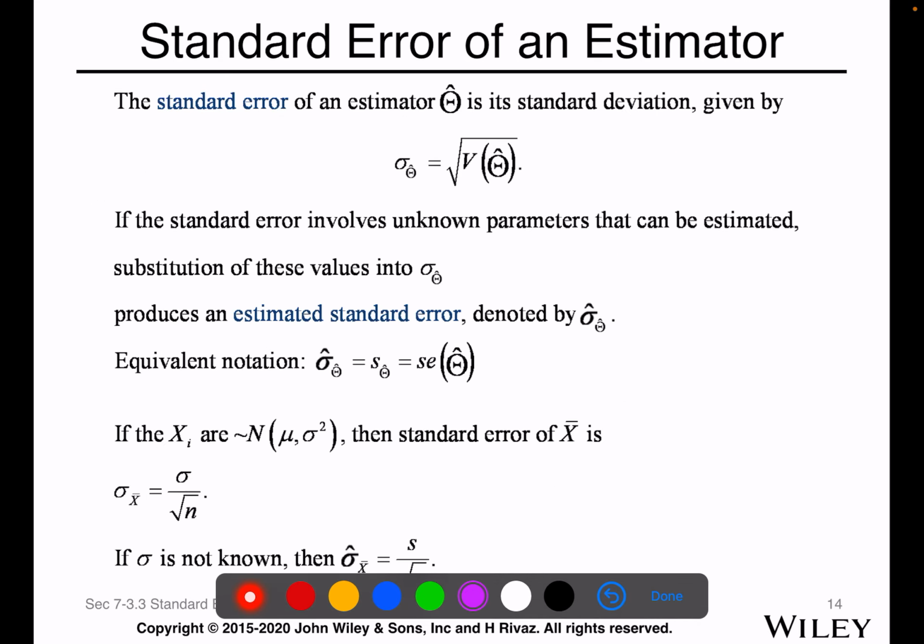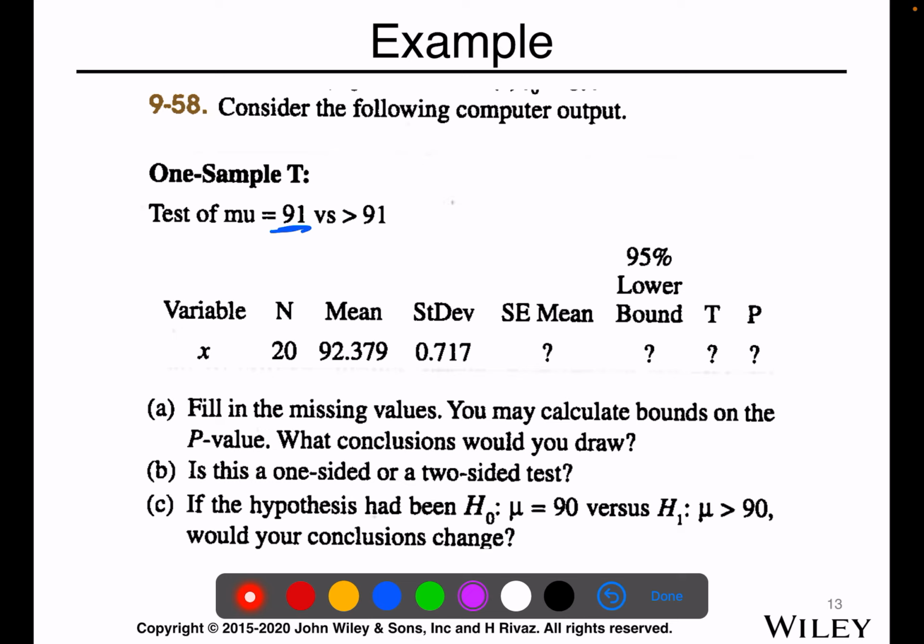So, see the next part. We found the 95% confidence interval, we found T, we found P. So we basically solved question part A. In part B, we want to find out whether it's a one-sided or a two-sided test. So it's obviously a one-sided test. And part C changes the hypothesis to mu is equal to 90 versus mu is more than 90. Would your conclusions change?